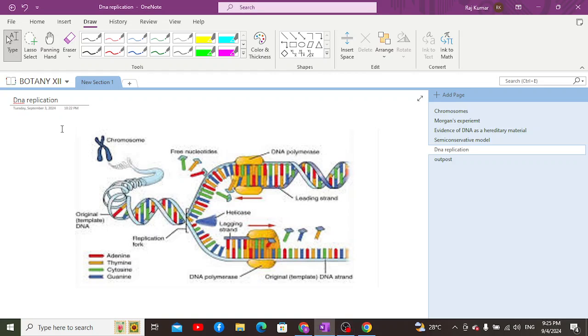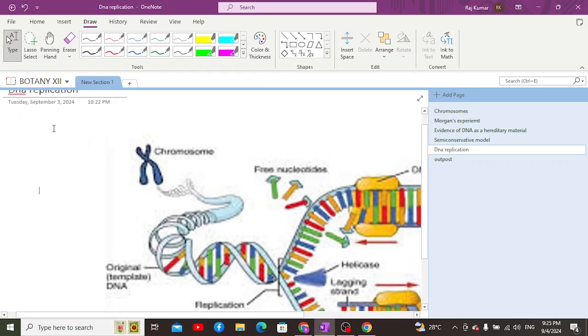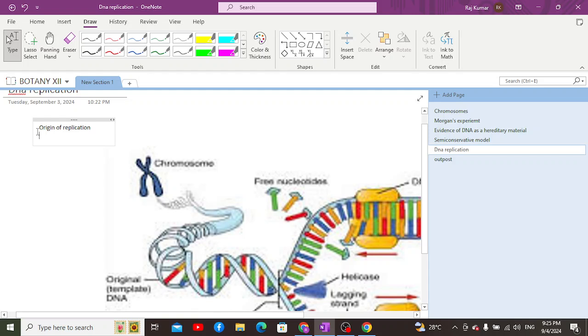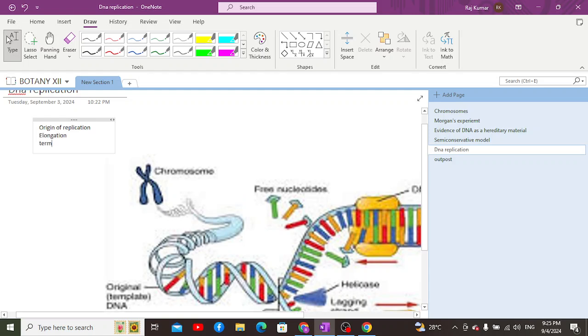Greetings everyone. So now we are going to discuss DNA replication. The process occurs in three major steps. Number one step in DNA replication is origin of replication. Number two step is elongation. And number three step is the termination phase.